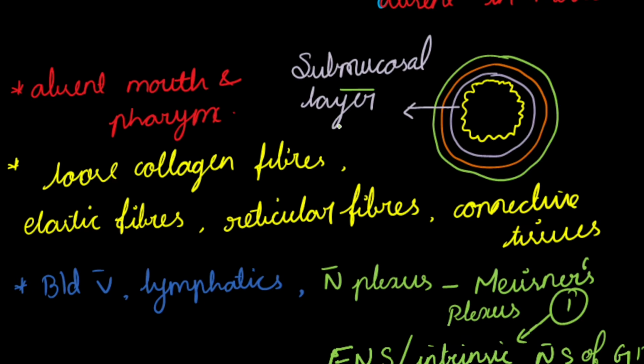So I'm just repeating it. Now we are talking regarding the submucosal layer, and it is absent in case of mouth and pharynx, and it is made of loose collagen fibers, elastic fibers, reticular fibers, and connective tissues. And this layer is having blood vessels, lymphatics, and nerve plexus, which is none other than Meissner's plexus, and it forms the part of enteric nervous system or intrinsic nervous system of GIT.